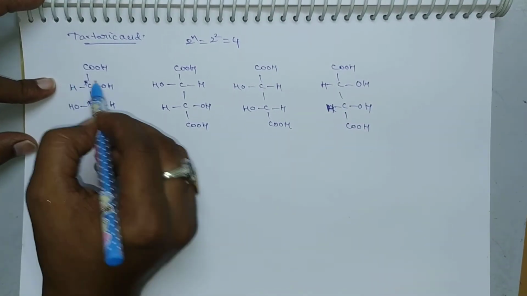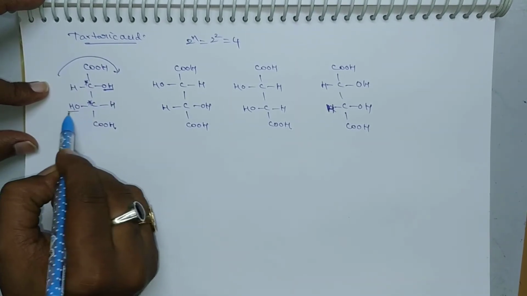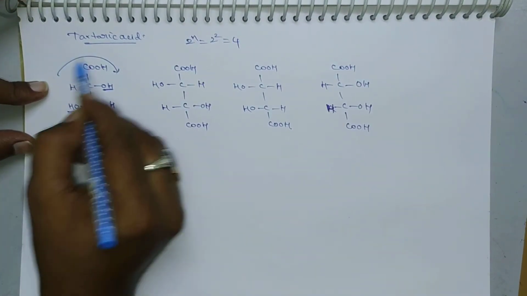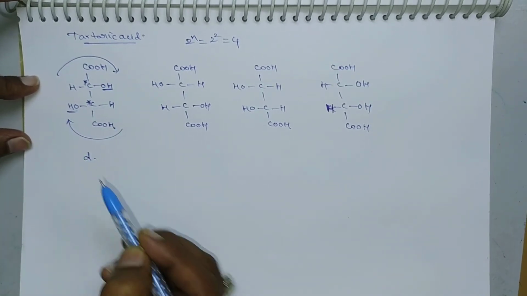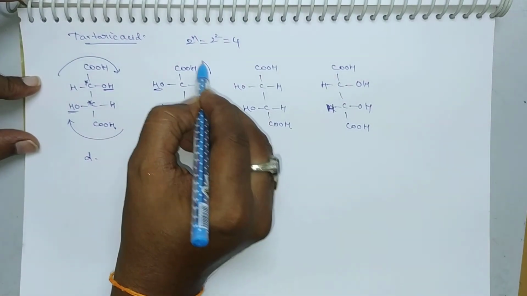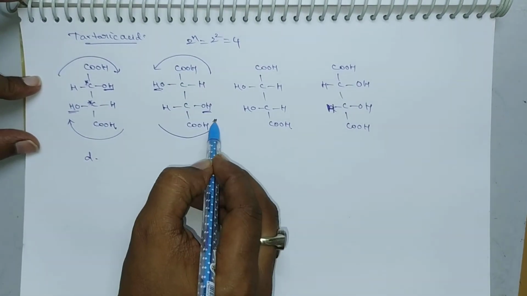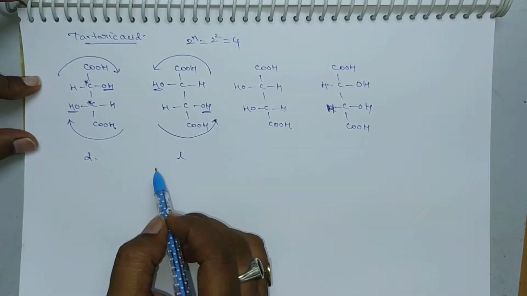Here this OH is present at the right hand side, so it rotates in clockwise direction. Here it is left hand side, so it is also in clockwise direction. So the net rotation is towards clockwise direction, so it is D-tartaric acid. Here it is left hand side, right hand side, rotation is in this direction. So it is L-tartaric acid, rotation is towards anti-clockwise direction.